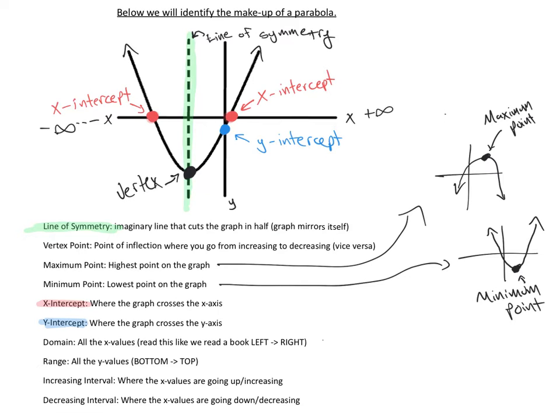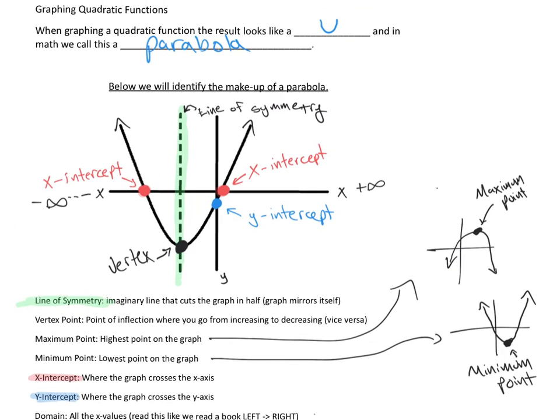Your range is going to be all the y values that are included in the graph, and this is going to be read from bottom to top, or from smallest to largest, once again just like your x values. So if you imagine the origin being the y value of 0, as you go up, that's going to take you towards the y value of positive infinity if you continue to extend it.